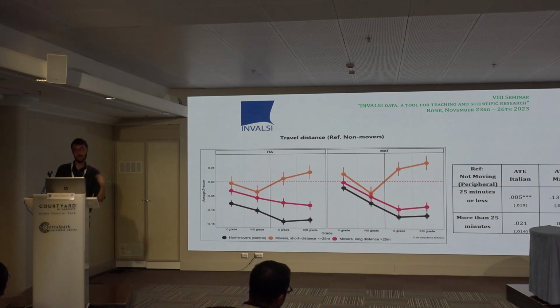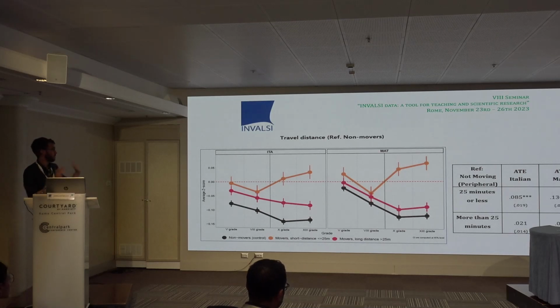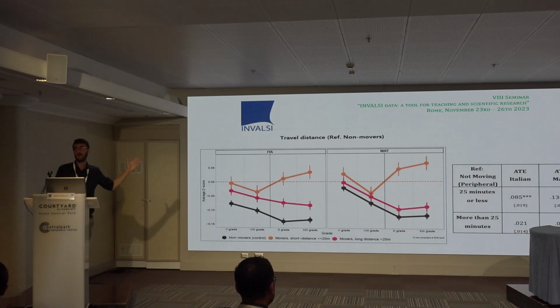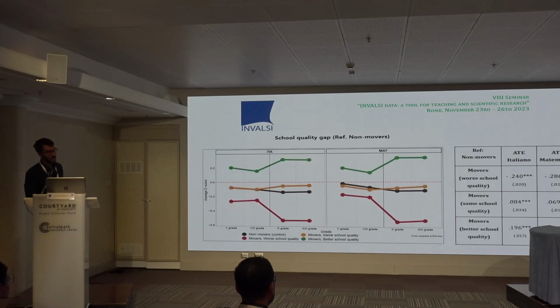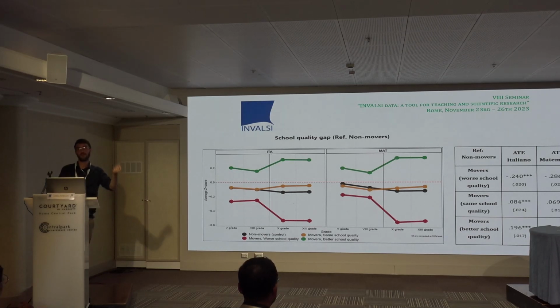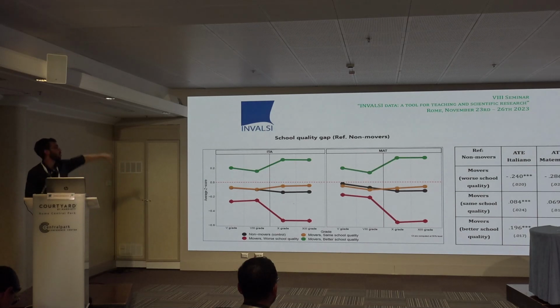Conversely, if there is a short move, from peripheral to central areas, there is a positive and actually quite strong effect. Finally, we see the same design accounting for the heterogeneity by the difference in schooling quality, and as expected, for those students who move to a worse school, there is a negative effect. For those students moving to a school of the same quality, compared of course to the control group, there is a more positive effect, and a strong positive effect for those moving to a school with better quality, which is the green line.